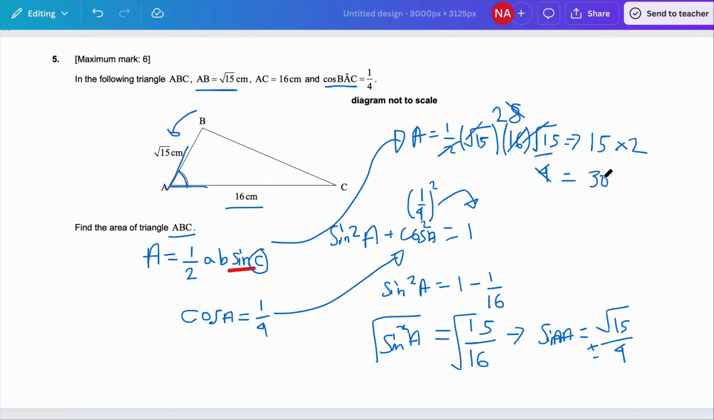And with units, we're looking at centimeters squared. That's the answer, 30 centimeters squared, just using Pythagoras and that half AB sine C formula.